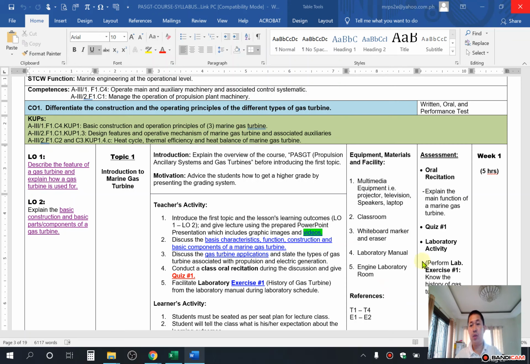So we'll continue with our discussion. We already discussed the picture of gas turbine, what the applications are, and how gas turbine is used. We already discussed the basic construction, basic parts, and components of gas turbines. So we'll proceed to the characteristics and functions.